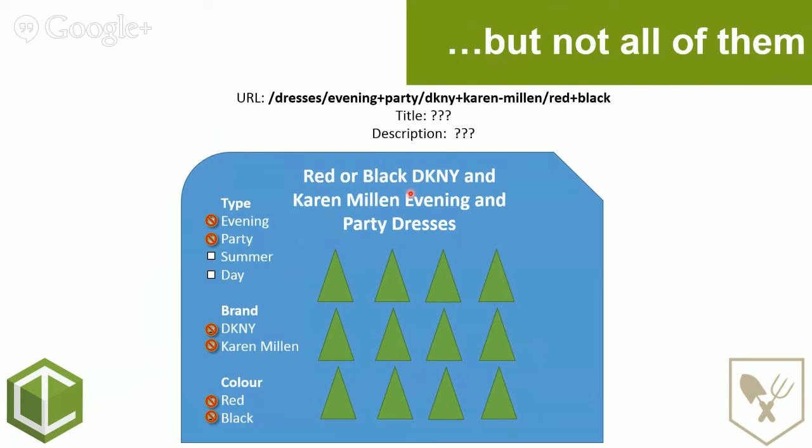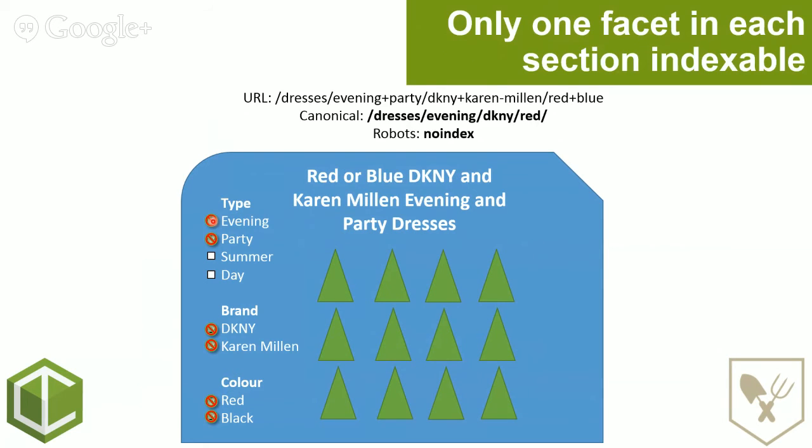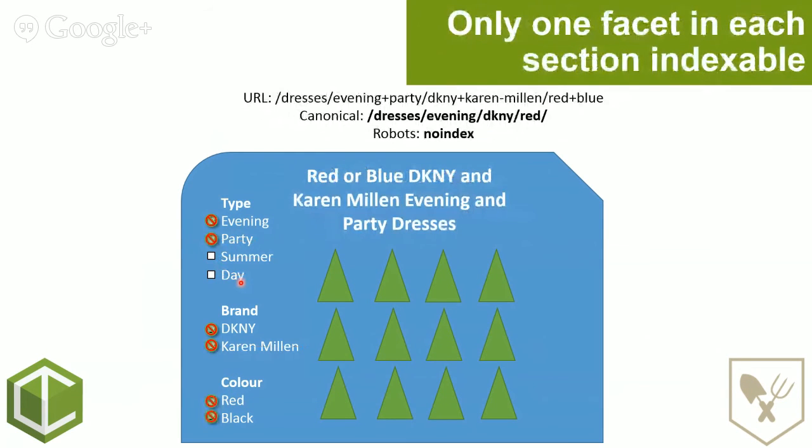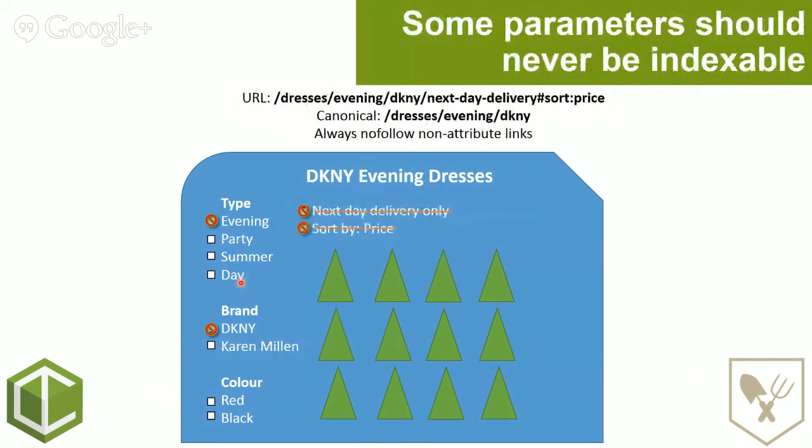But obviously you don't want unique pages for every single combination of selected facets. This is one which House of Fraser does well. Once one of your filters has been selected, you want to nofollow the rest of them to stop crawlers from accessing that, but also noindex those pages just in case the crawler does land on them, or use robots.txt to disallow crawling altogether.